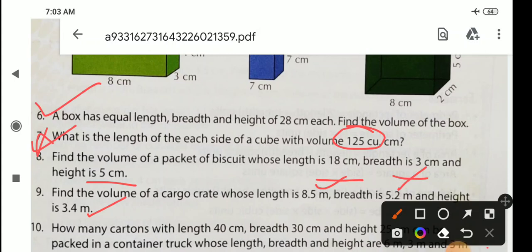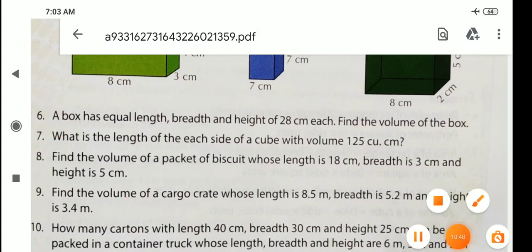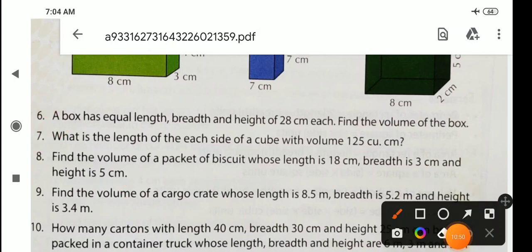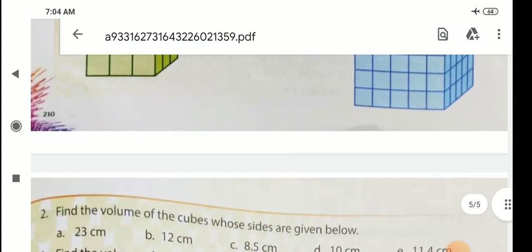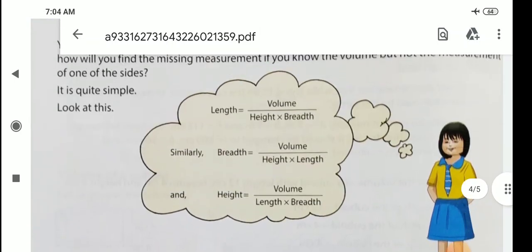So children, your homework is my practice time 4. Okay, 1, 2, 3, 4, 5, 6, then 8, 9. Okay. So complete it in your copy.